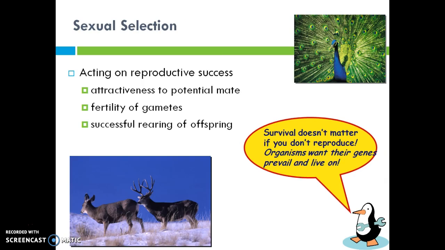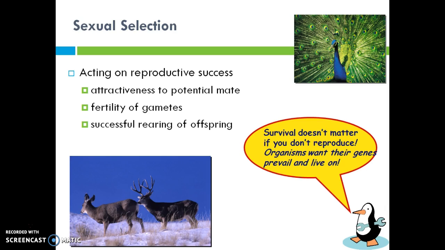Last type of selection is sexual selection. If you survive, as I said before, it doesn't do any good if you don't pass on your traits. So sexual selection is, are you a presentable male or mate? In most cases I said male because a lot of times the females choose the males. Do the females want to mate with that male or not? So they have ways of showing their fertility.